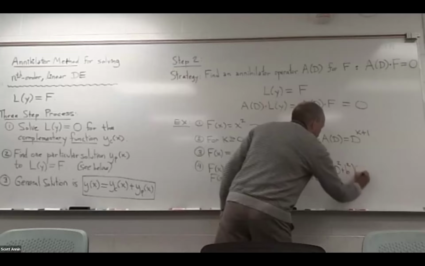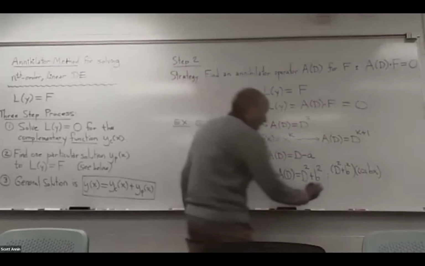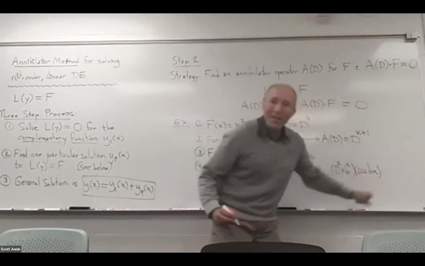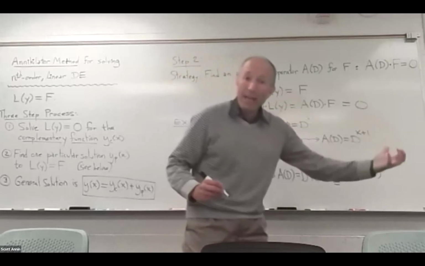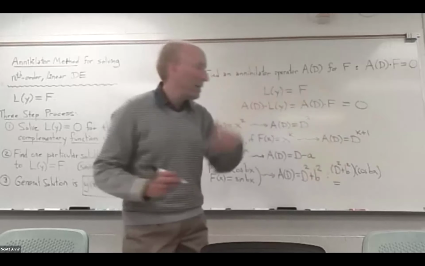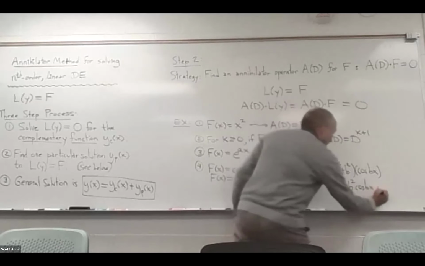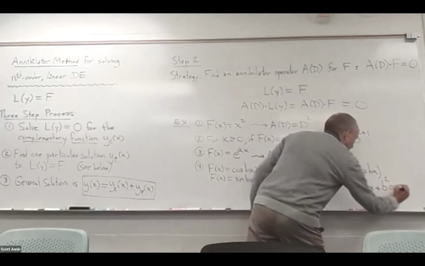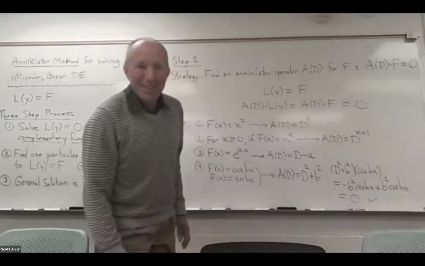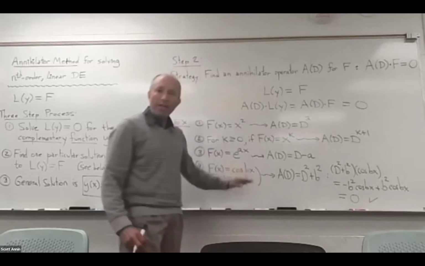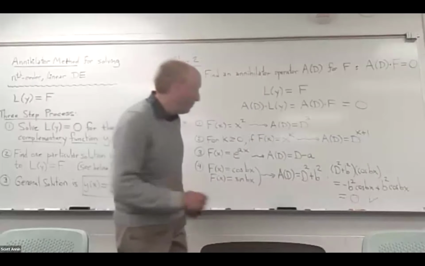Let's take D squared plus b squared and apply it to the cosine of bx. All right, so if I were to take two derivatives of cosine of bx here, the first derivative would be negative b times the sine of bx. And when I differentiate that again, I would get negative b squared times the cosine of bx, right? And to that, I have to add the second term, which is the b squared times the cosine of bx. And look at that, it completely cancels out to 0 again. So the annihilator of either cosine of bx or sine of bx is just D squared plus b squared.